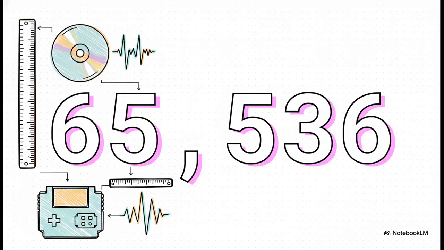Now let's compare that to 16-bit audio, which is what you get on a CD. Instead of just 256 levels, we now have a ruler with over 65,000 levels. That is an incredible jump in precision, and it's exactly why CD audio sounds so much richer and more detailed than an old video game. It's simple. More resolution means better quality.